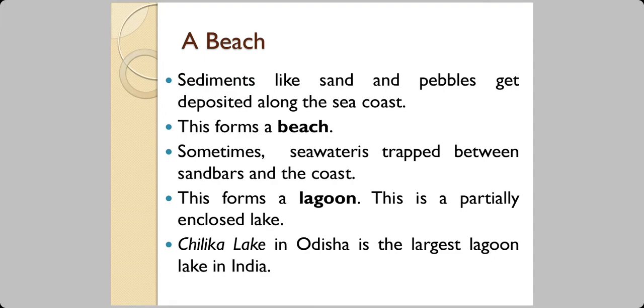Sometimes sea water gets trapped between sandbars and coast, and this forms something known as a lagoon. A lagoon is a partially enclosed lake and it contains seawater. There is one lake in India known as Chilika Lake, which is in Odisha, which is the largest lagoon lake in India. So, if you ask a question, what kind of water will Chilika Lake have?